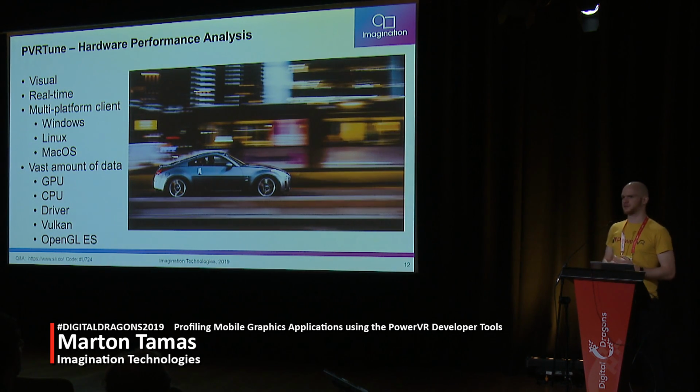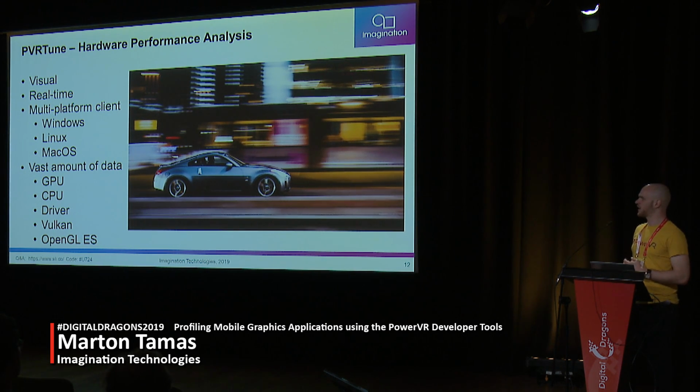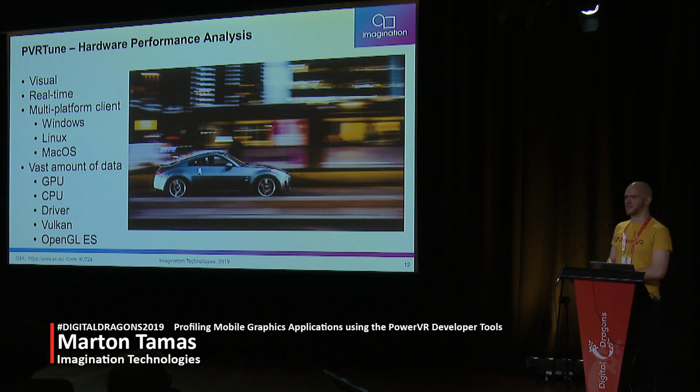Now let's talk about PVRTune, our profiling tool. PVRTune is a multi-platform GUI-based visual profiler that provides real-time hardware and software performance counters along with API data to help developers pinpoint exactly where a bottleneck lies. As you can see, we support a number of different platforms such as Windows, Linux, and macOS, and also a vast amount of data such as GPU counters, CPU performance data, driver information, and various API data from Vulkan and OpenGL as well.